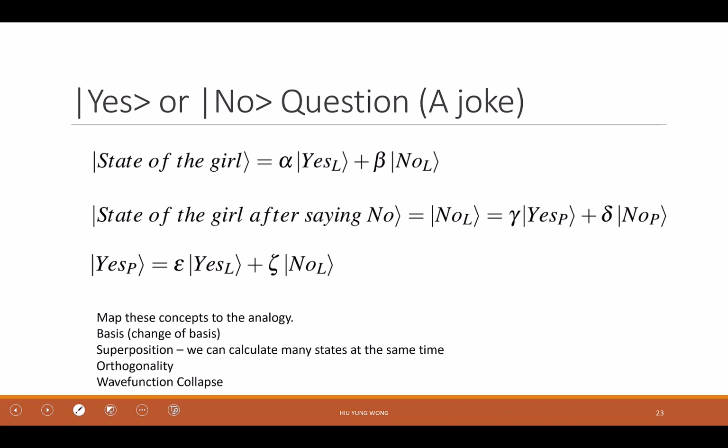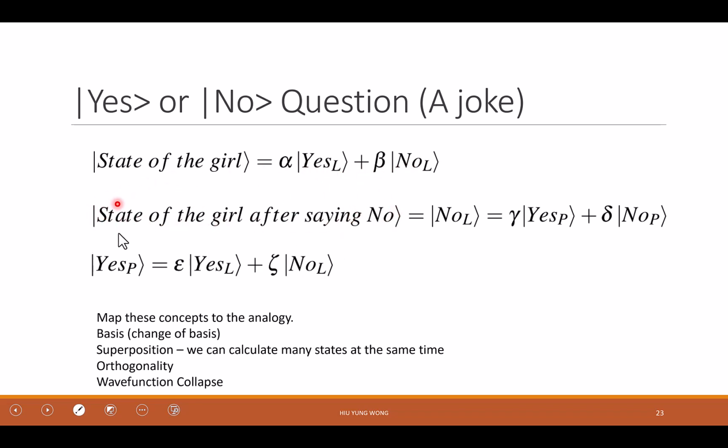Exactly. When you ask a question, what happens to the state of the girl? When you do a measurement, it collapses to what? Yes or no, right? The problem is that you don't know whether it's yes or no. And in most of the stories, the answer is no, unfortunately. Right? That was the basis state, but it collapsed to no. The state of the girl becomes no.